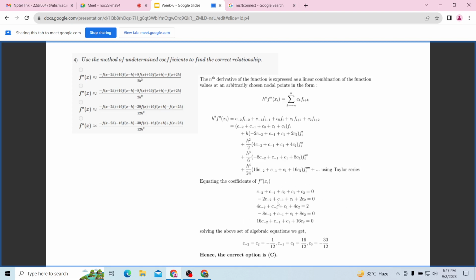Now solve these algebraic equations. So it will give you C minus 2 equals C2 equals minus 1 by 12, and C minus 1 equals C1 equals 16 by 12, and C naught will be equal to minus 30 by 12, right? So hence the correct option is C. When you put these coefficients in this equation, you'll get f double dash of x as this. Just check it.